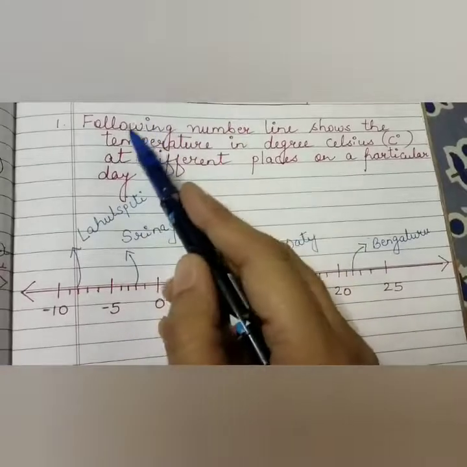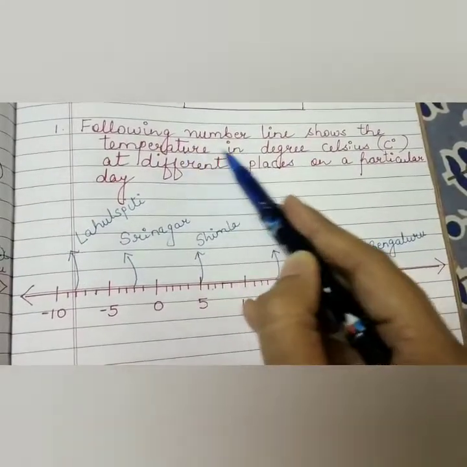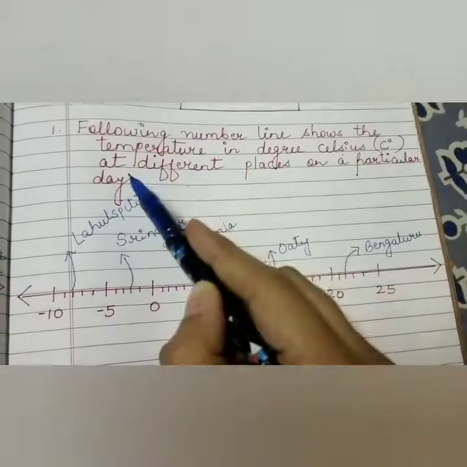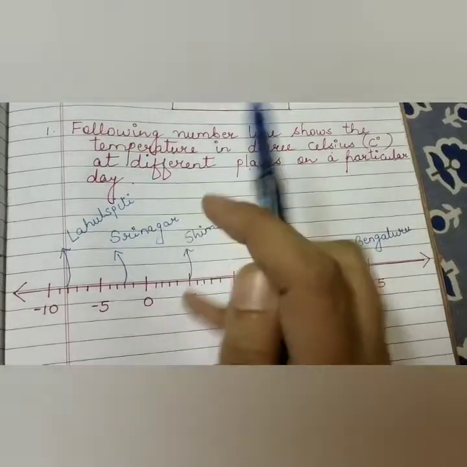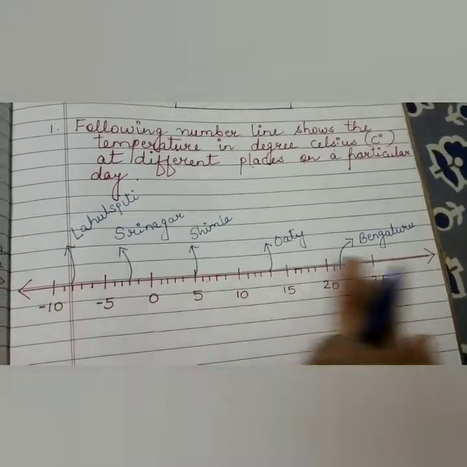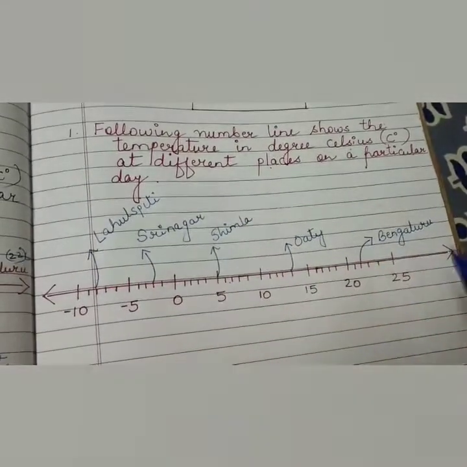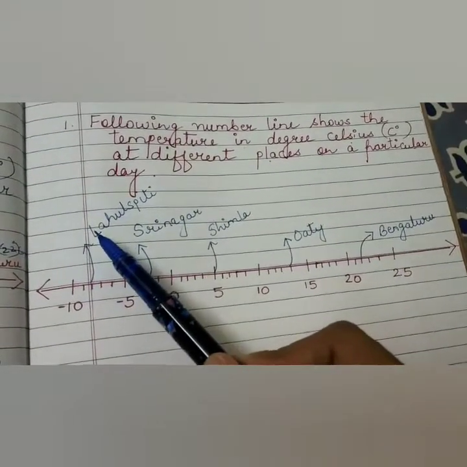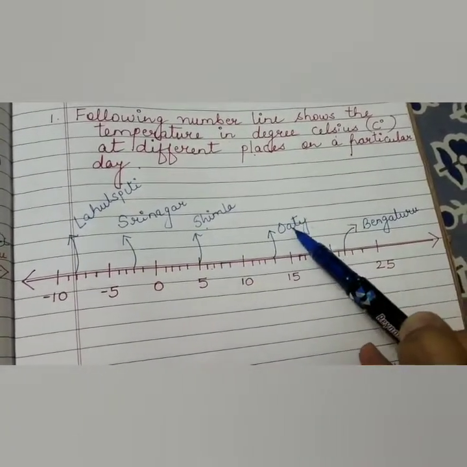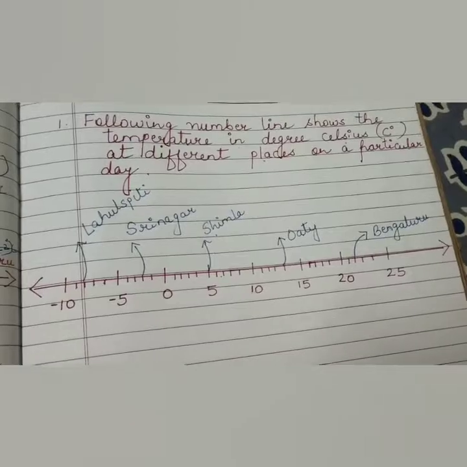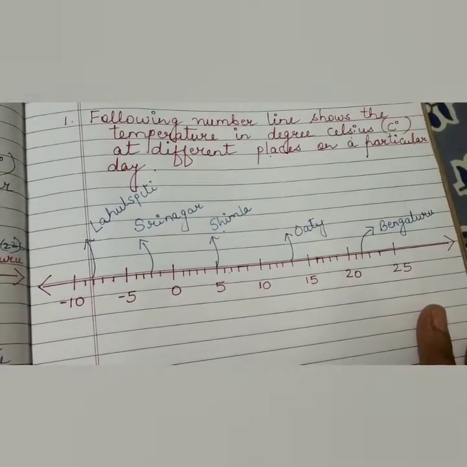Question number 1 is: the following number line shows the temperature in degrees Celsius at different places on a particular day. So in one day, the temperature of these places, how many places are there? 1, 2, 3, 4, 5. Number 1 is Lahore Spiti, then Srinagar, Shimla, Ooty and Bangalore. Now we have to find the temperature of these places.